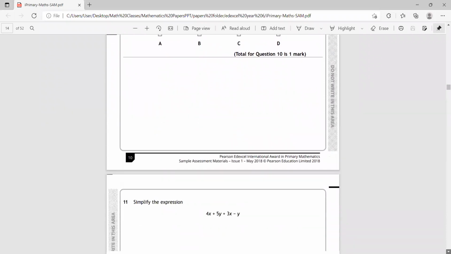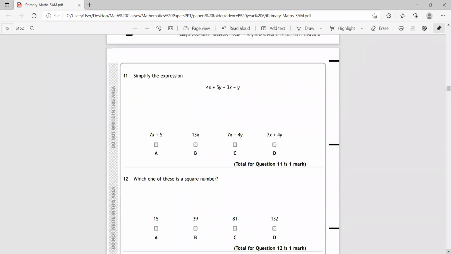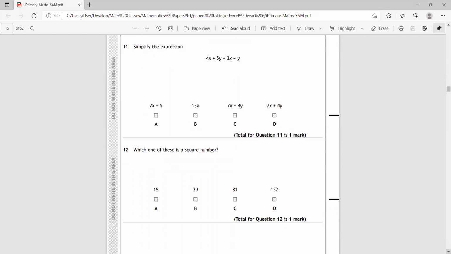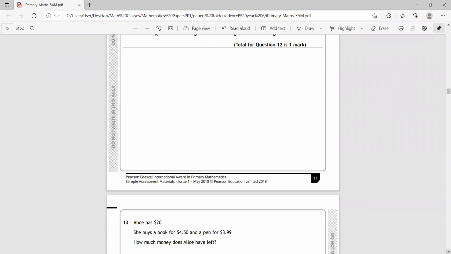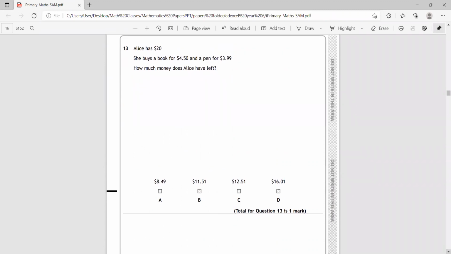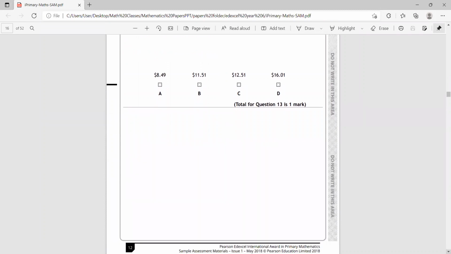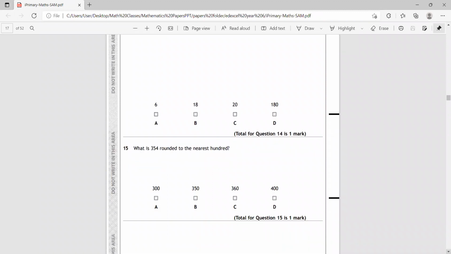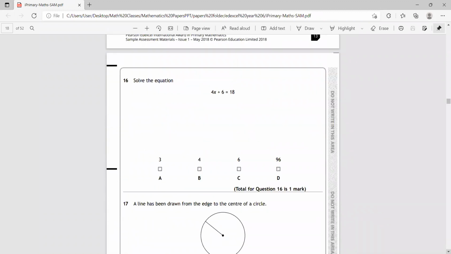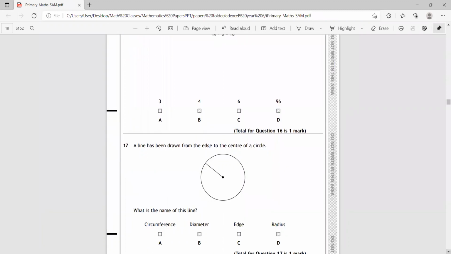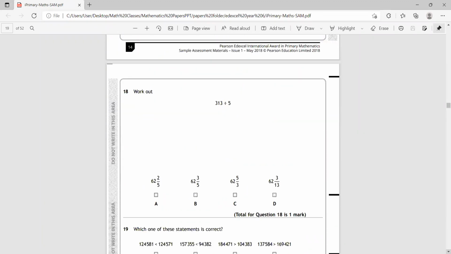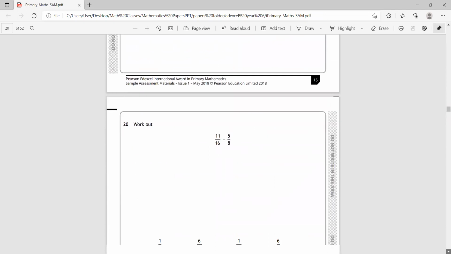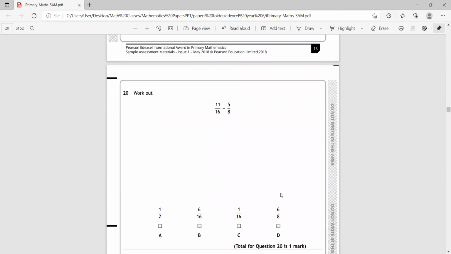This is the 11th question, and the 12th, the 13th question, the 14th and the 15th, the 16th and the 17th questions, and 18, 19 and 20. You all can try the next 10 questions.